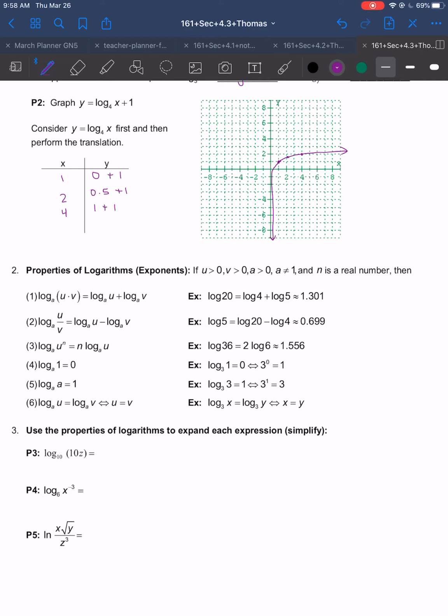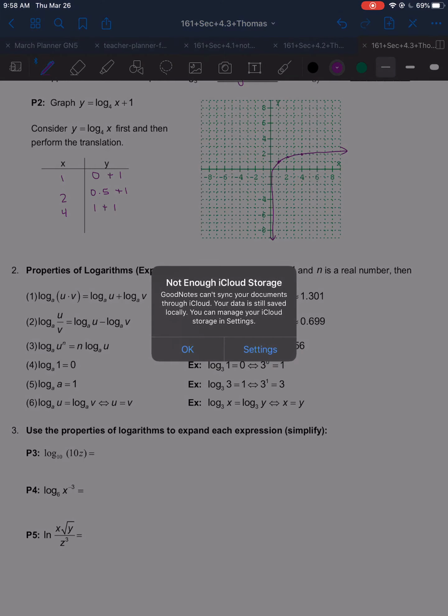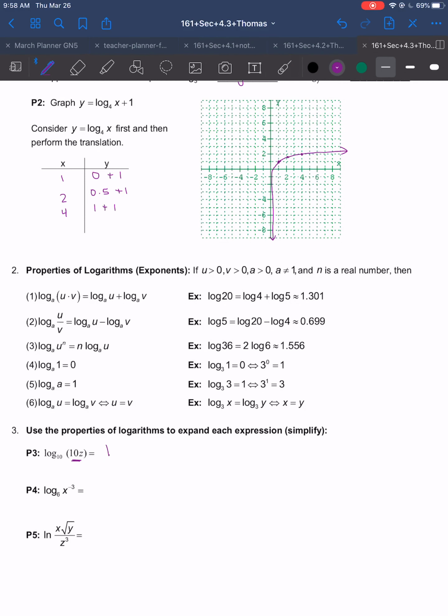So let's do some examples to expand. We're going to simplify them when we can, but we're not going to solve them because I didn't give you any values for the variables. So we're going to expand these. Since these two things here are being multiplied, I have log base 10 of 10 plus log base 10, and typically we don't write the 10, but in this case we will, just so we know, of z. So that's equal to log base 10 of 10 is 1, and then log base 10 of z is log of z.